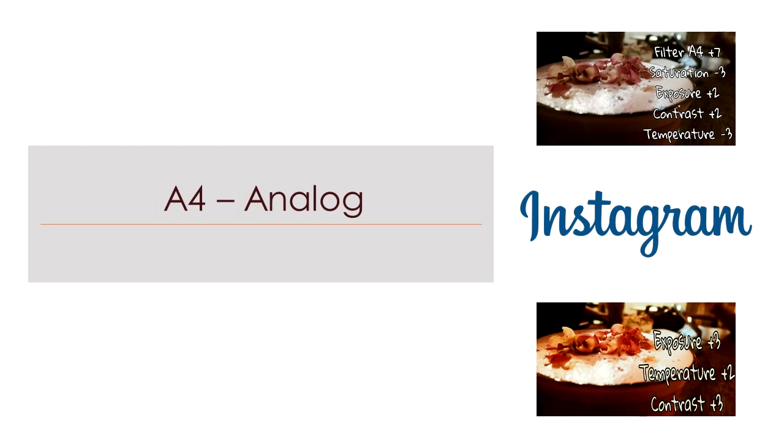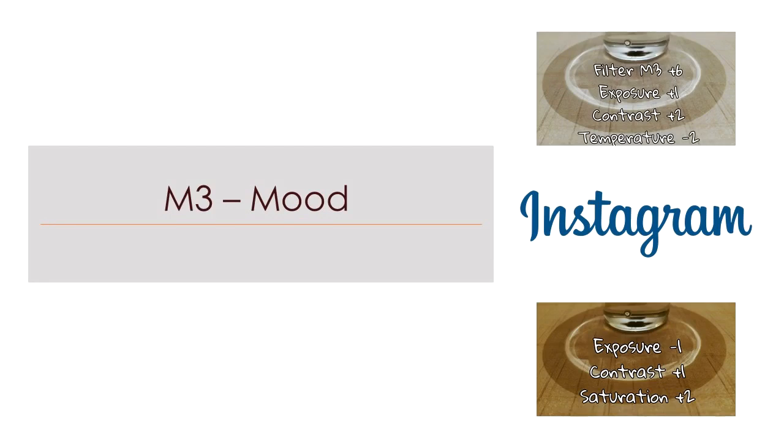First up is the analog filter named A4 in VSCO. This filter turns the color of your photo into a brown-like warm tone, giving it a vintage feel. Next is the mood filter called M3. This filter gives a hint of sepia tone to your photo and creates a nostalgic feel. It gives the illusion of your photos being captured from an old movie camera, and you can always adjust the setting to suit your objectives.